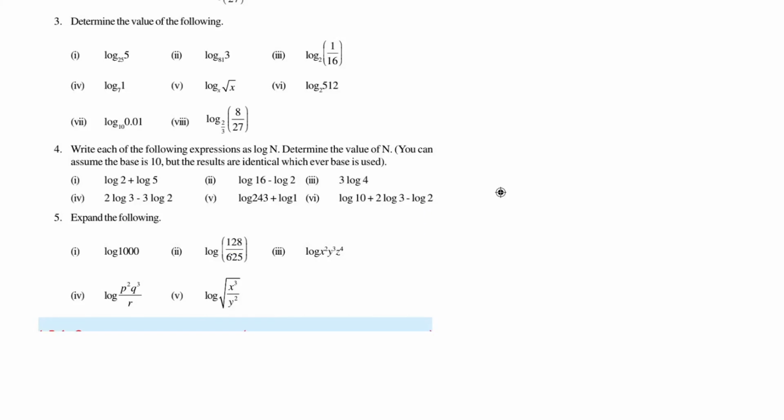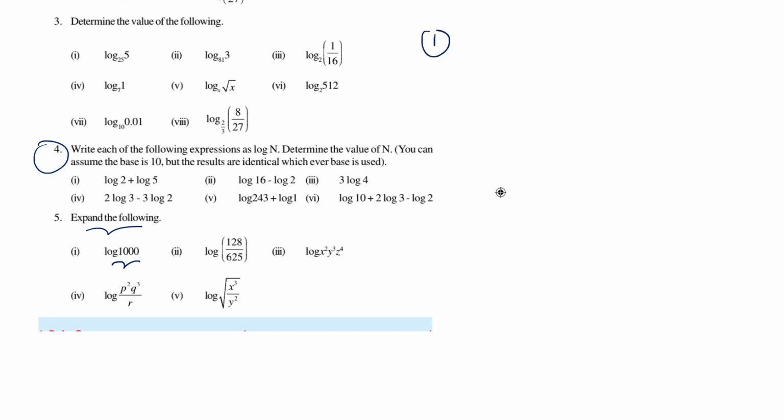Yeah. So now if you can see the next row, we have to expand the single logarithm into two or three different logarithms. So here in the fourth problem, we have compressed, or written two or three different logarithms into a single logarithm. But in this row, we have to expand the given logarithms.